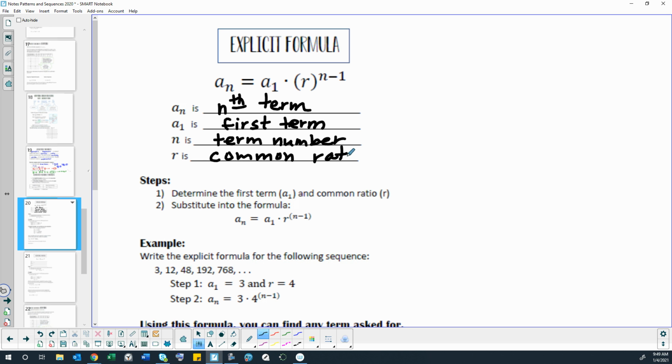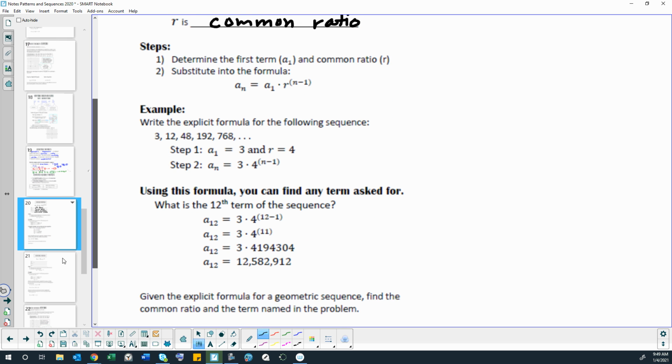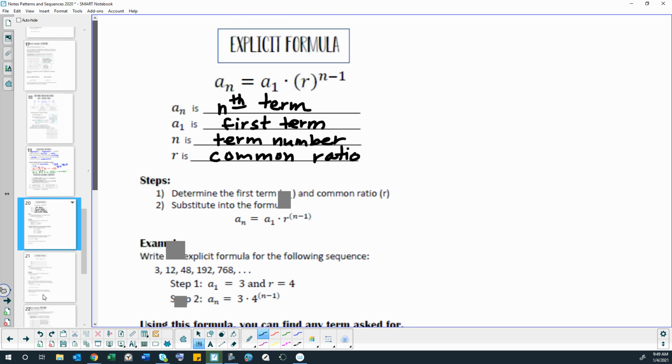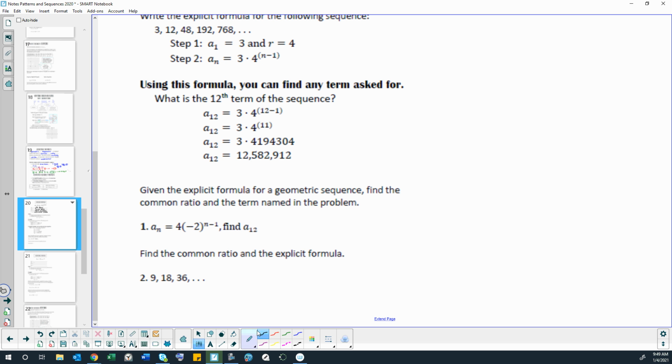So not going to spend a lot of time on these unless you want to, just so you can learn it. Has some examples there. We are just going to go ahead and practice this by doing just example number 1 for now. So example number 1 says a sub n equals 4 times -2 to the n minus 1 power. They want us to find a sub 12.